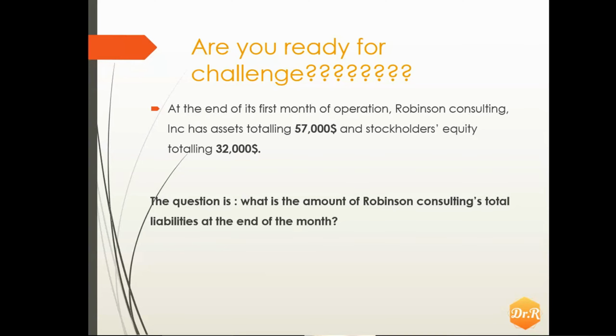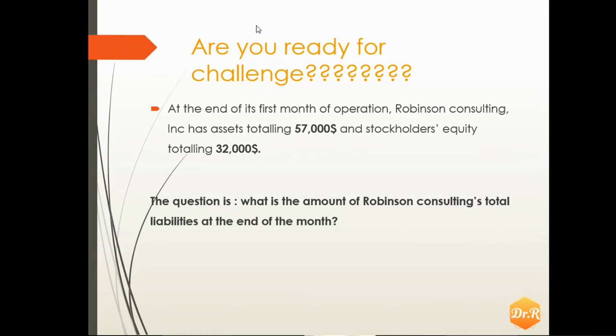So are you ready for a challenge? Let's do this one. At the end of the first month of operation, Robinson Consulting Inc. has total assets of 57,000 and stock equity totaling 32,000. What is the amount of this company's total liabilities at the end of the month? Yes?